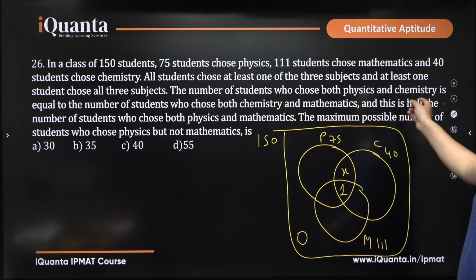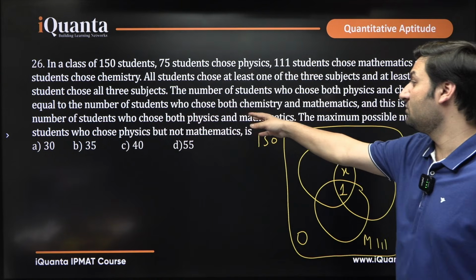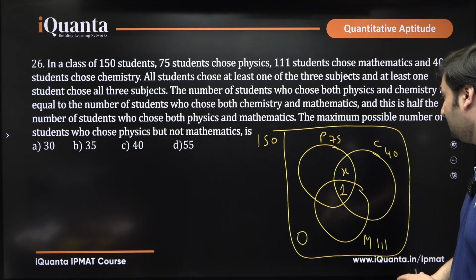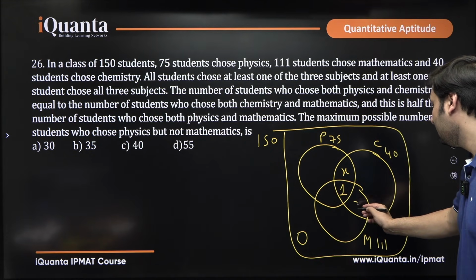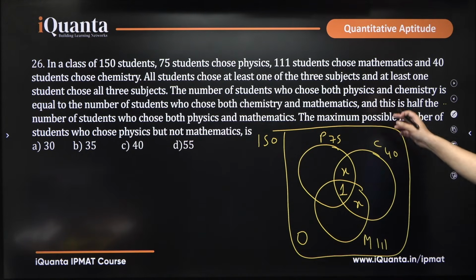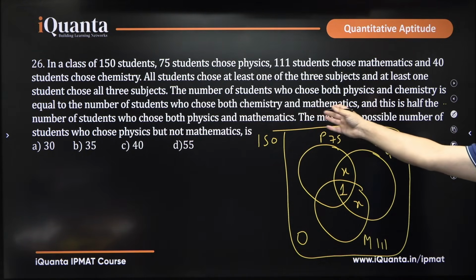So, the other region is equal to the number of students who choose both chemistry and mathematics. Now, the chemistry and mathematics region will also be x plus 1. So, this total region also has to become x plus 1. So, obviously done, right. We were getting x plus 1 for these, right.